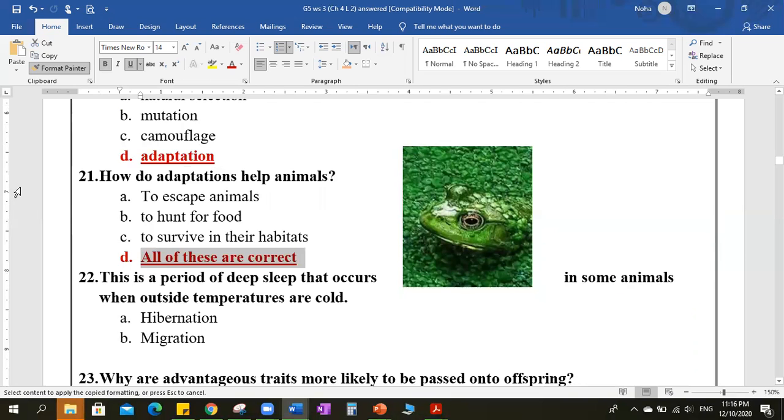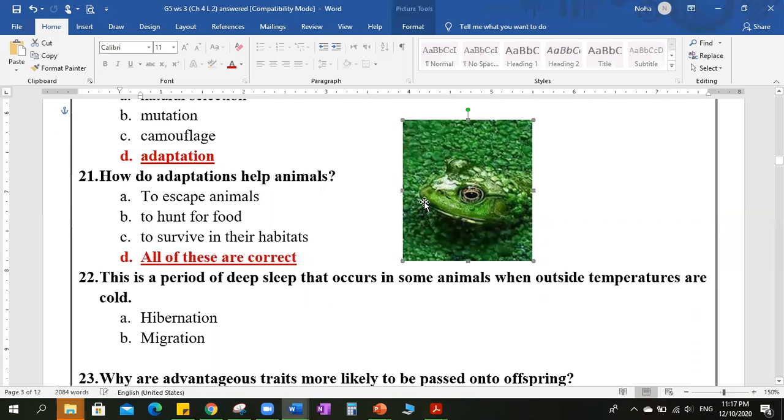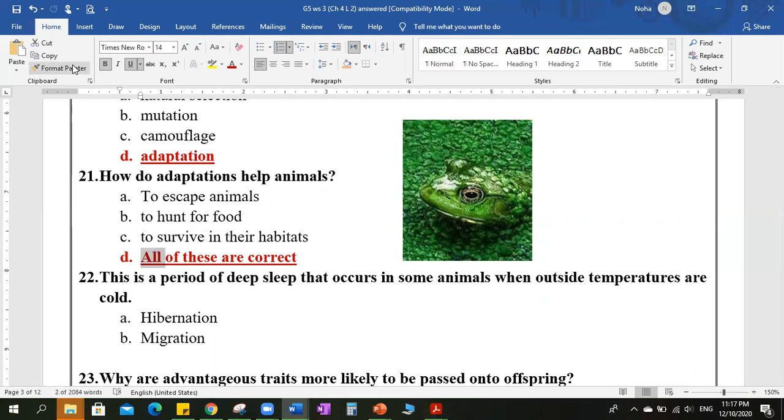All of these are correct because adaptation could be in both predators and prey. Both of them need to adapt. The prey need to adapt so it can survive and escape from its predators, and predators need to adapt so they can hunt easily and get food in the easiest way.